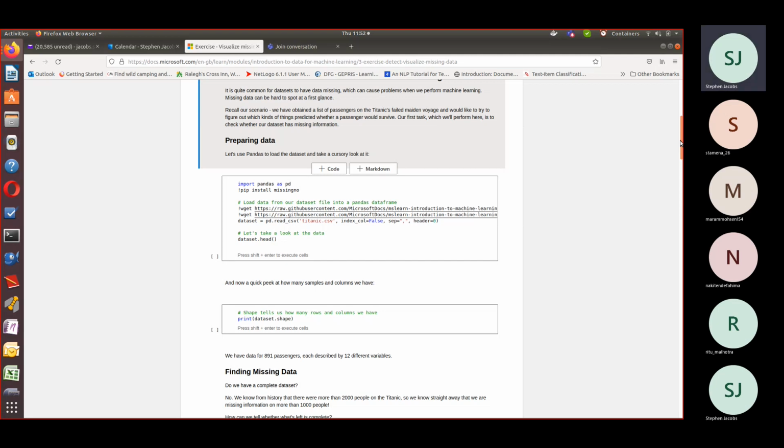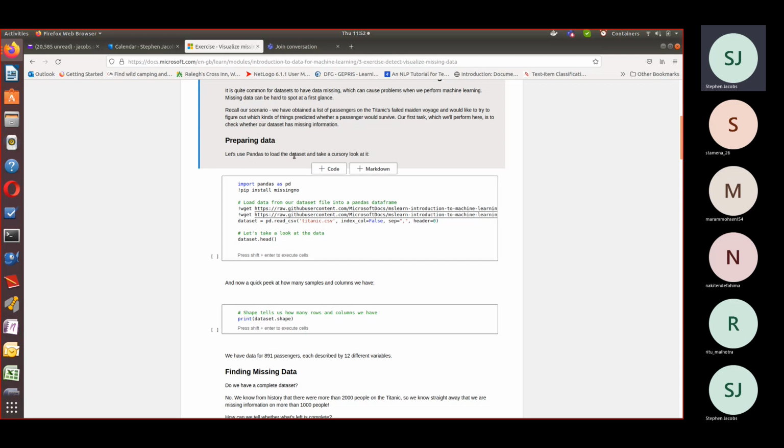We've got passengers on the Titanic, its failed maiden voyage, and we would like to figure out which kinds of things predicted whether a person would survive. Well, there weren't that many survivors. I think it was only 7 people that landed in the water, something like that. 1,500 people died. Our first task is to check whether only 7 people who went into the water, I think, survived. The ones that went into the lifeboats survived. So that just characterizes what I said there.